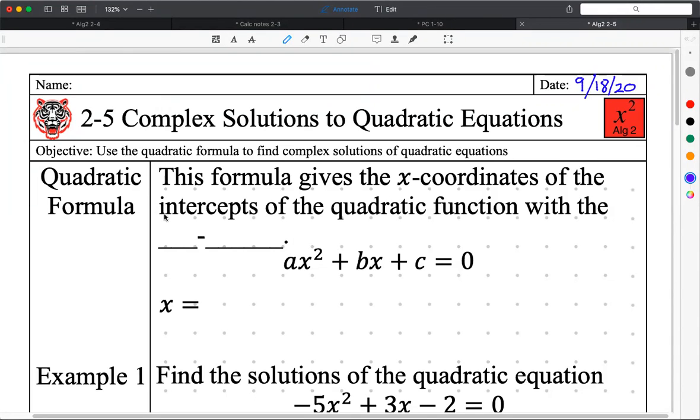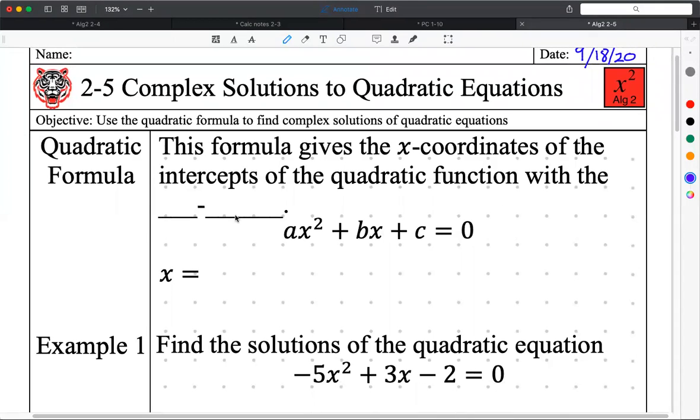Our objective, Mr. Gunner, go. Use the quadratic formula to find complex solutions of quadratic equations. There it is. Yep. And I was on the fence again. Should I teach you the quadratic formula? Should I make you complete the square? The quadratic formula, as much as I hate it, does give us the answer really quick, and it works every single time. There's no extra rules that you have to learn. So that's why I went with the quadratic formula. It still breaks my heart, but whatever.